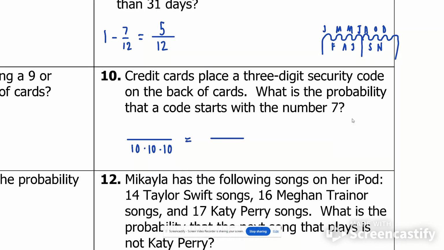Now I'll go ahead and do the math on that. You're going to have 1,000. 1,000 different 3-digit codes. All right, very simple. Now, how do I do the top though?